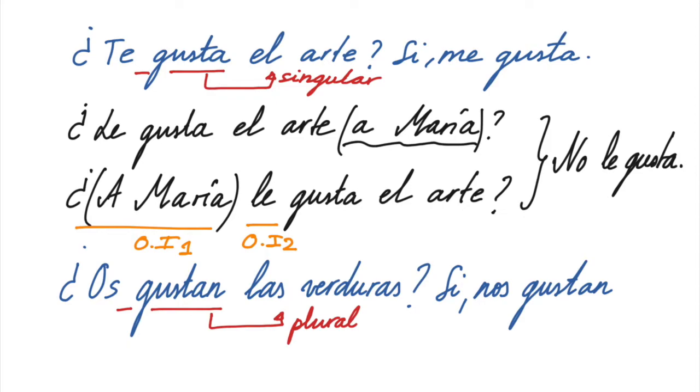So you cannot forget the le. Does María like art? Or I can also write a María at the beginning of the sentence. ¿A María le gusta el arte? No le gusta. And then the question, ¿os gustan las verduras? I'm asking you, two people, no? Sí, nos gustan, no? Yes, we like, nos gustan las verduras, the vegetables.